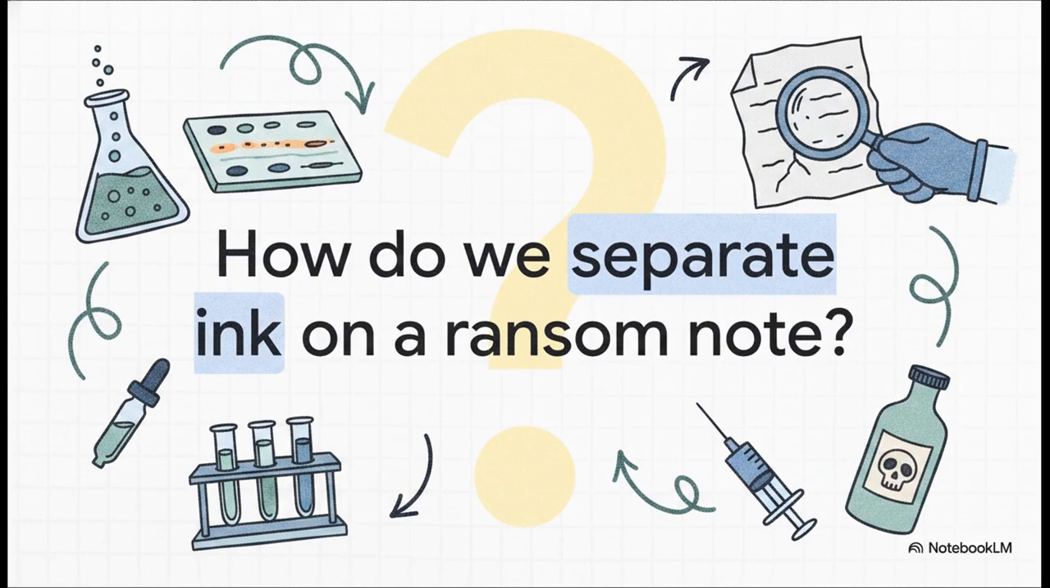Picture this: a smeared ransom note at a crime scene, a doped athlete trying to cheat the system, or maybe contaminated drinking water. What do all these high-stakes scenarios have in common? Like, how do investigators actually figure out the invisible chemicals hiding in plain sight when everything is mixed together?